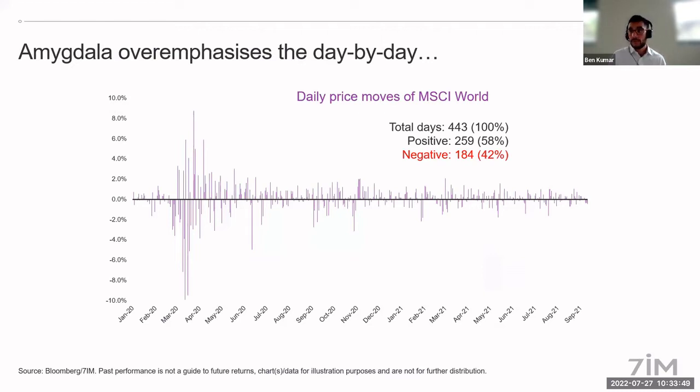But we know that the amygdala is going to overemphasize those down days. So if you look at the market every single day, you will see about the same number of negatives as positives, but your brain's going to react more to the negatives. It's where one of the other psychological theories, loss aversion, comes from as well. We feel losses about twice as much as we enjoy wins. If you lose £20, you're going to be more annoyed about it than if you get given £20.